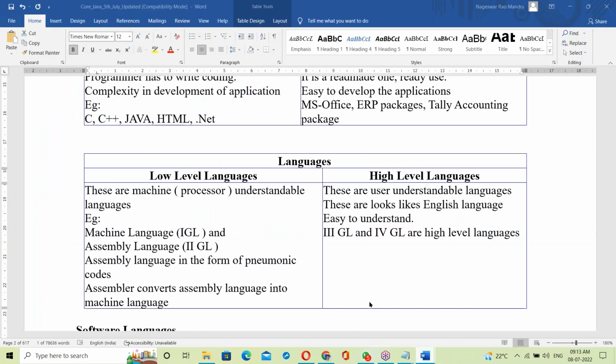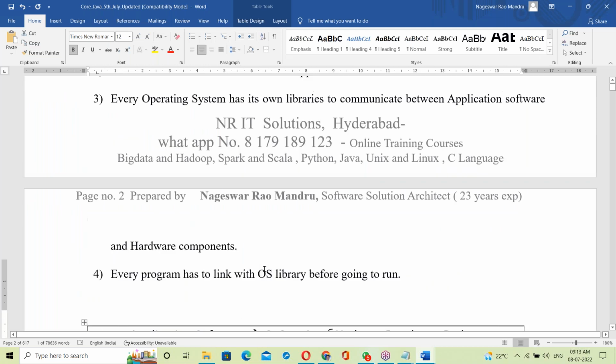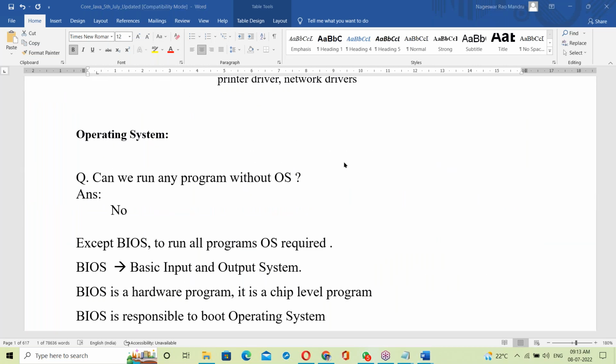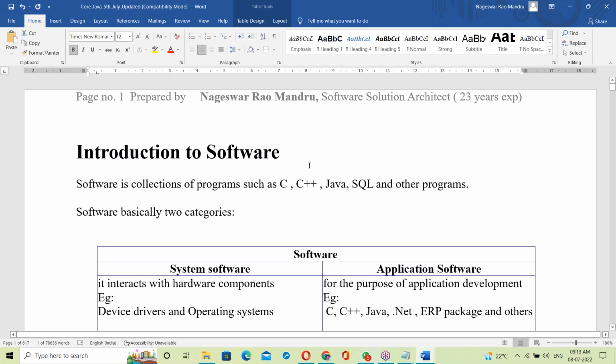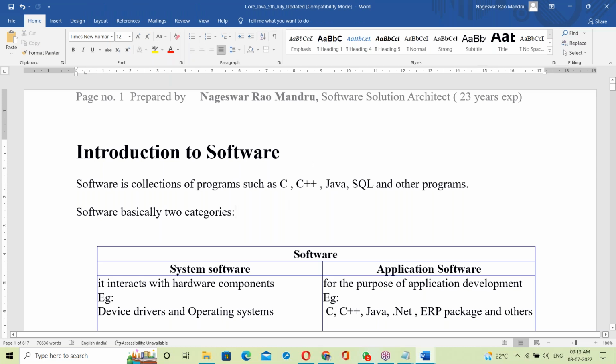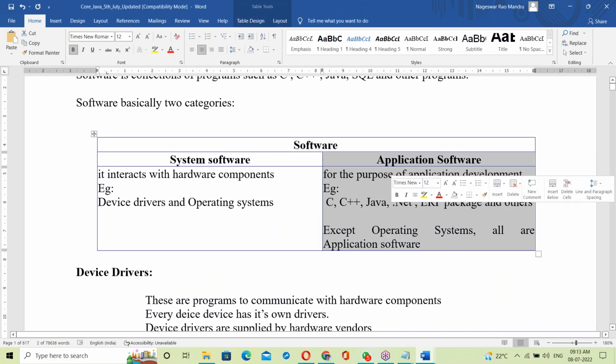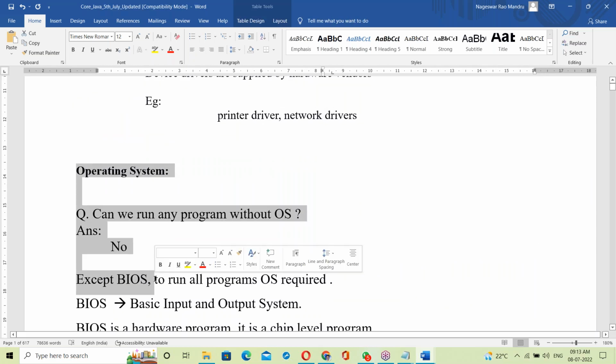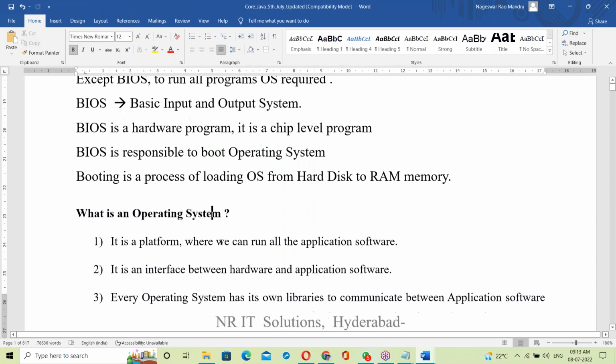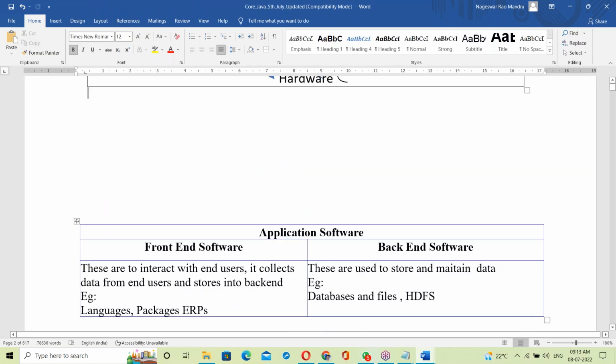Let us review today's topic. It is there in the document very clearly. I will share this document with you, and today I will give the drive access. Today's introduction covered software, system software, application software, and the OS. These are all the points we discussed.